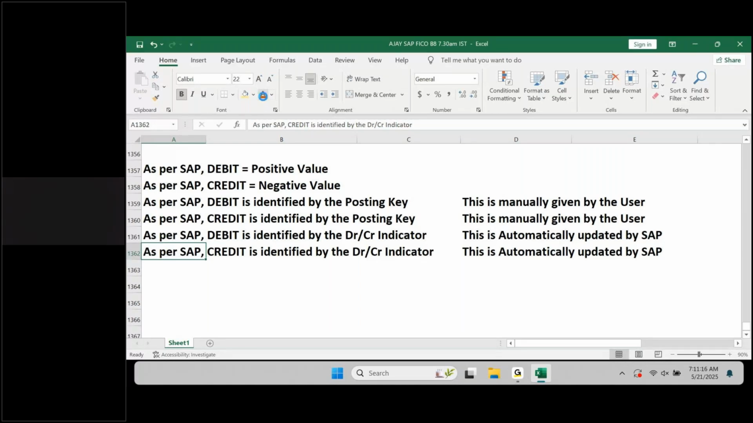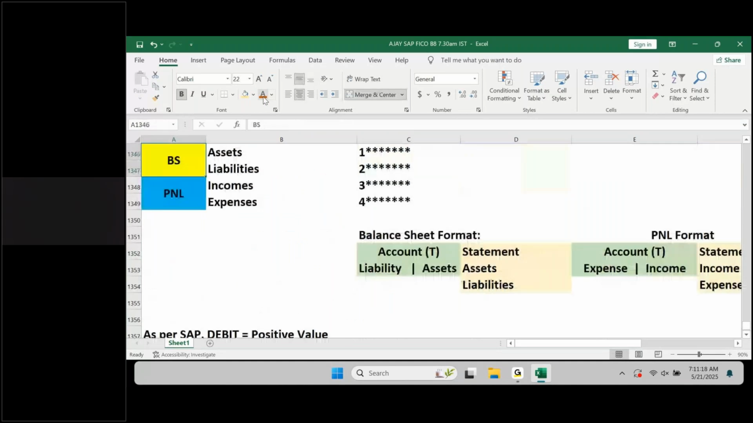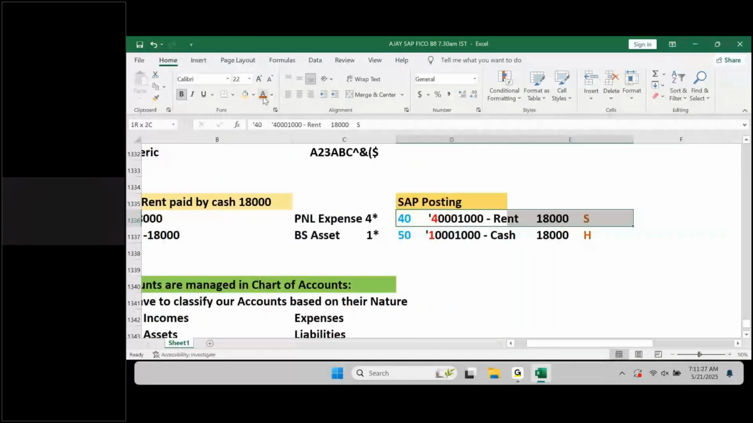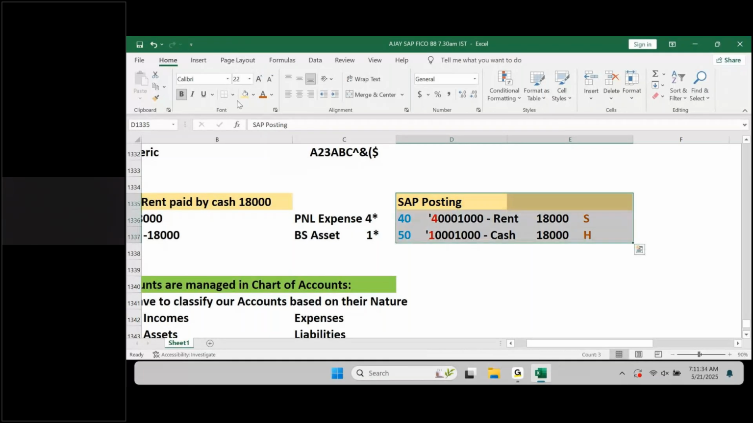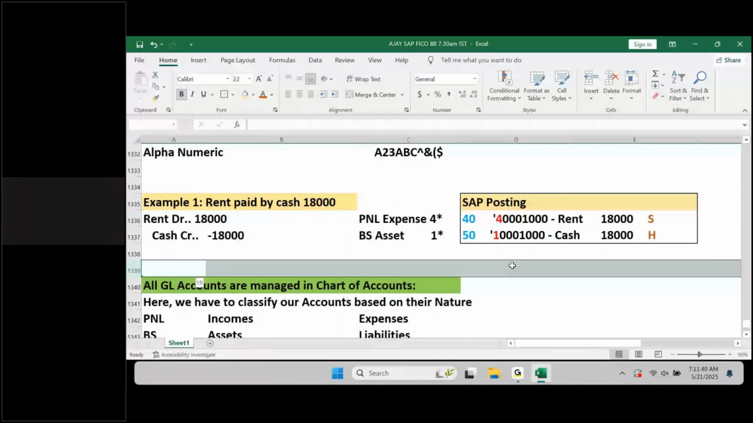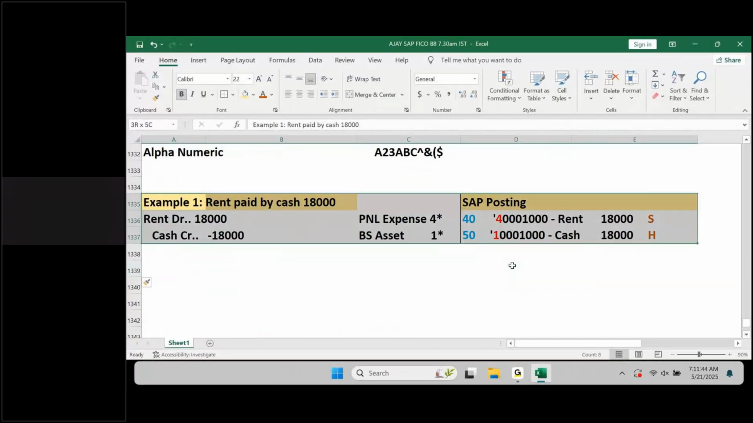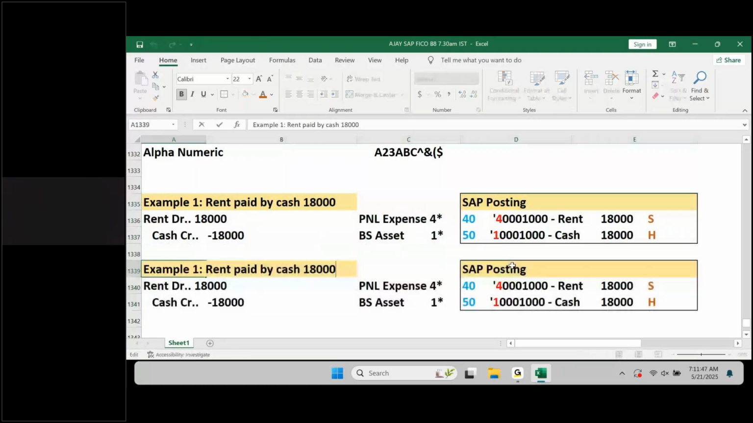Now, if I come back and look at this accounting entry again, is it clear how to read it? This is the accounting entry. If I try to add another, I'll copy this and put it as example number 2.